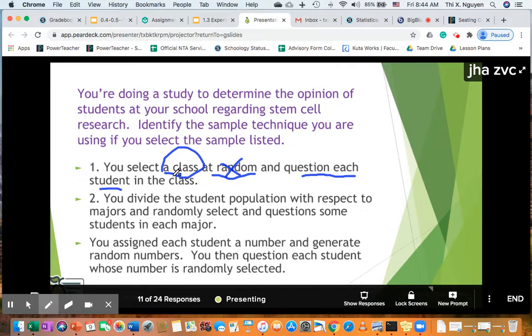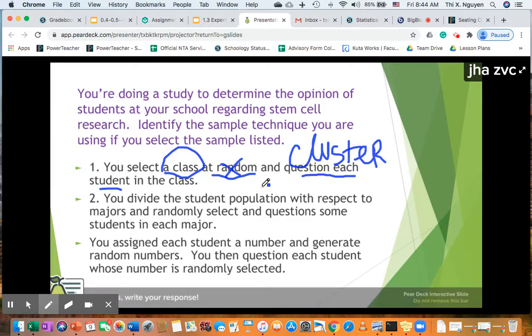So for this one, number one, this one is cluster. It's not random, okay, it's cluster, because you choose a whole class out of how many, I don't know. They say you select a class and you question all of the students in that class. So number one is cluster. Okay. If you forgot, I will post this clip. Like I said, I record what I'm saying every day. You can go back and just fast forward to the place that you want to review, so you don't have to watch the whole thing.